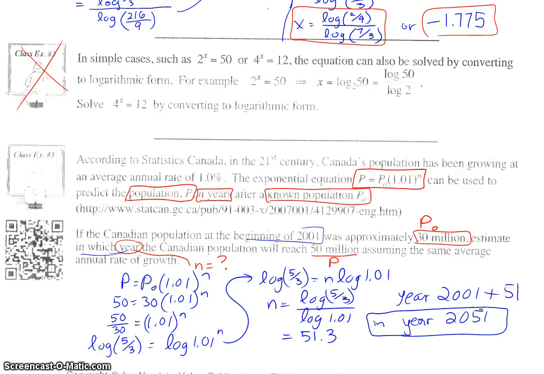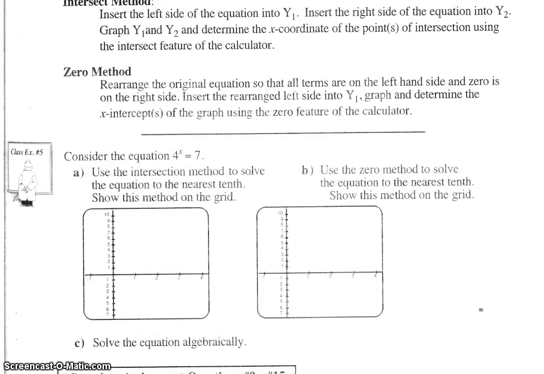Let's take a look at the next page. I think we'll skip example 4, and example 5 you already know how to do. You just put one side in y1 and one side in y2, and your intersection points are your answers, okay? So you should be fine with that.